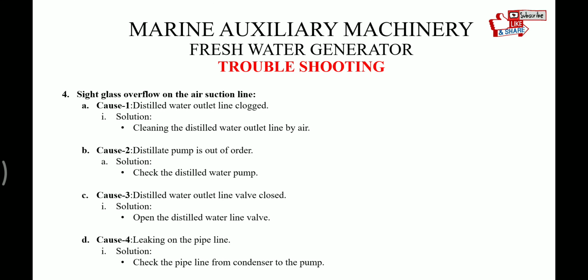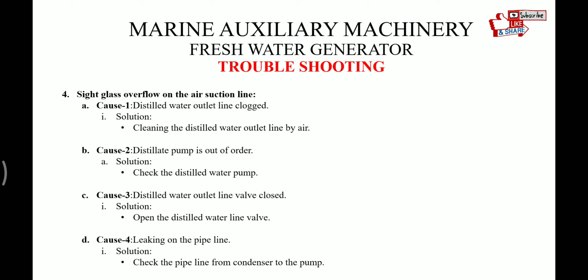Fourth problem with the freshwater generator is high glass overflow on air suction line. That is high level in the side glass of air suction line. The cause for that is distillate water outlet line is clogged. That is why it is not going out of the freshwater generator. In that case, clean the distillate water outlet line by air.